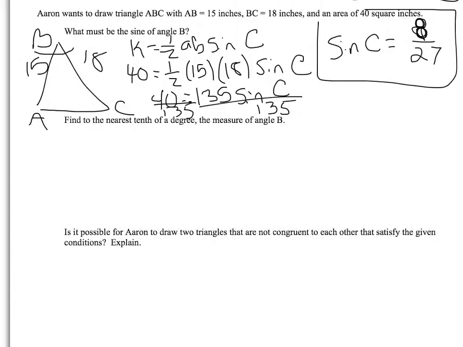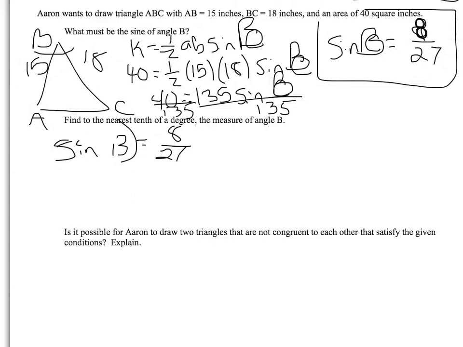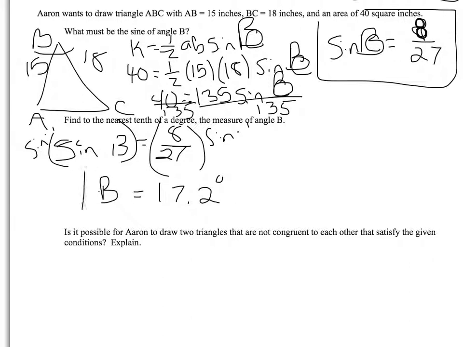That's what the first question asked. Now the second question says find to the nearest tenth the measure of angle B. Well, I'm sorry, I have C's throughout, but these are really B's. If we know sine of B is equal to 8/27, to find what B is, just take your inverse sine. So inverse sine of 8/27 will give you, to the nearest tenth, 17.2 degrees.